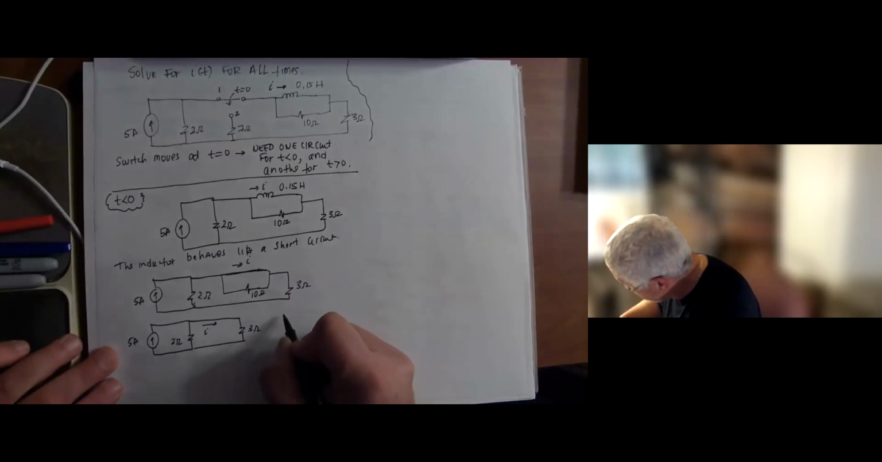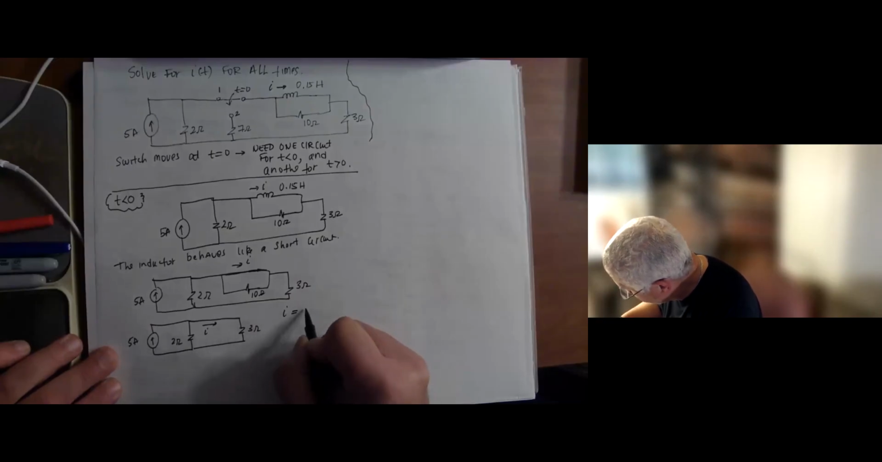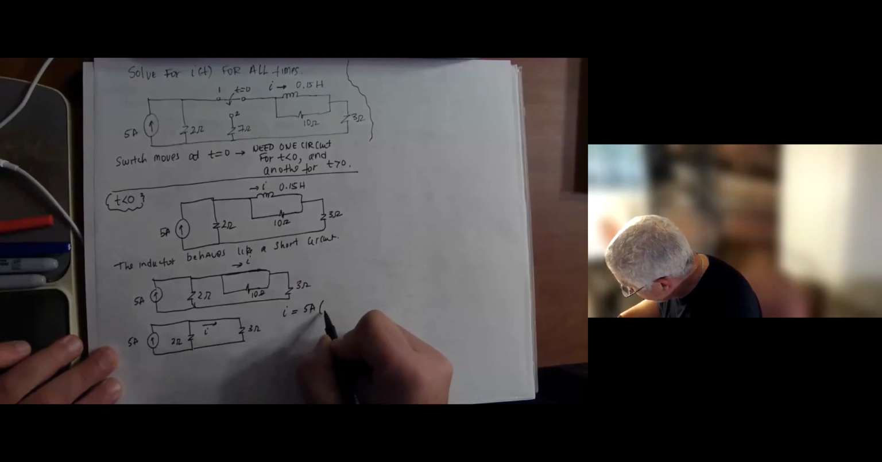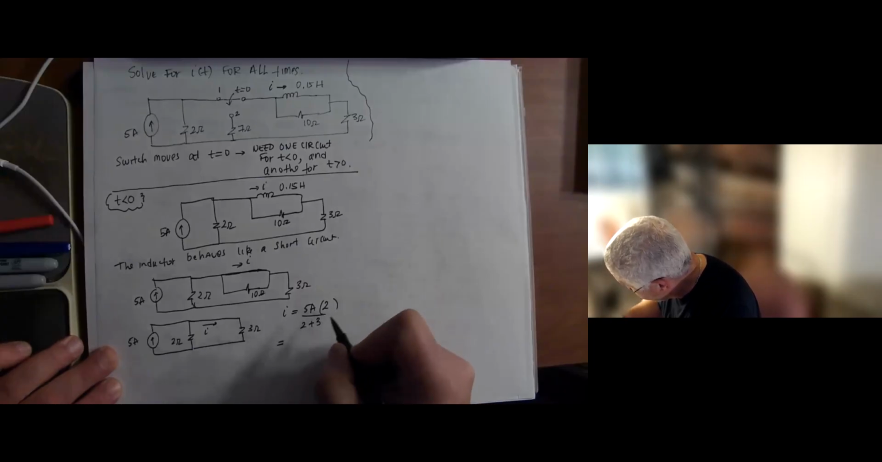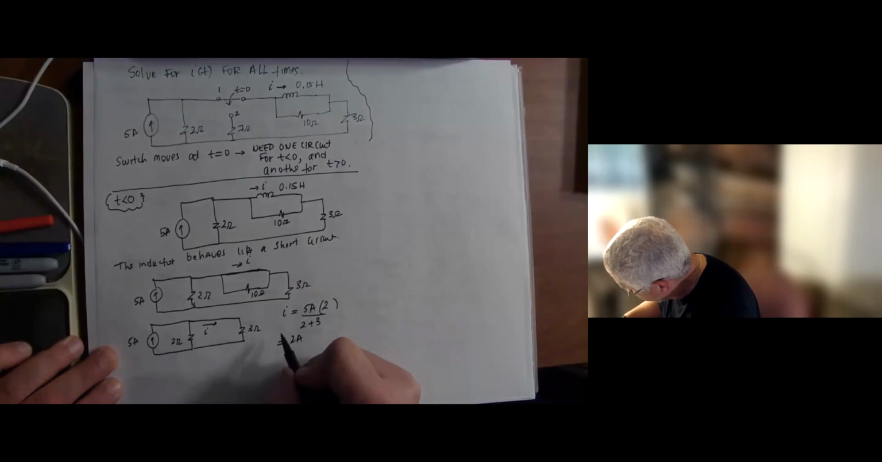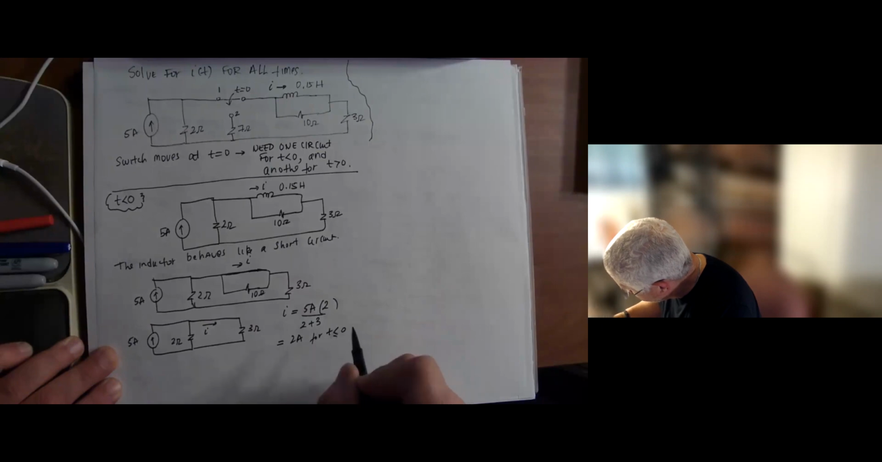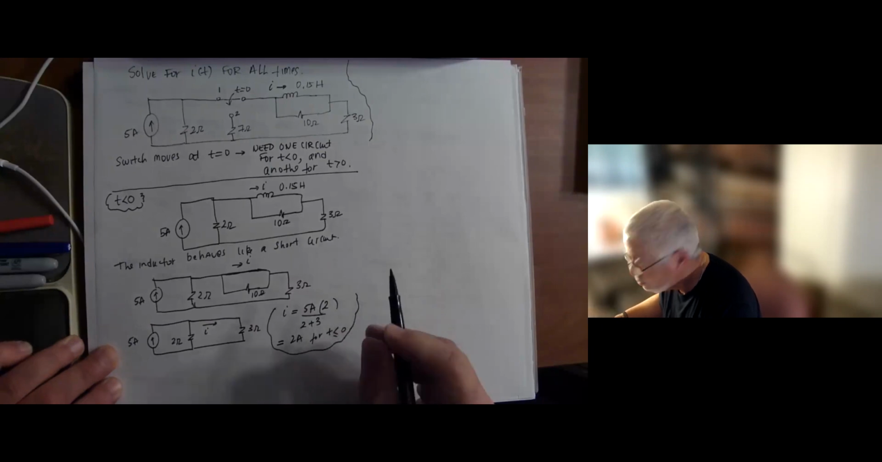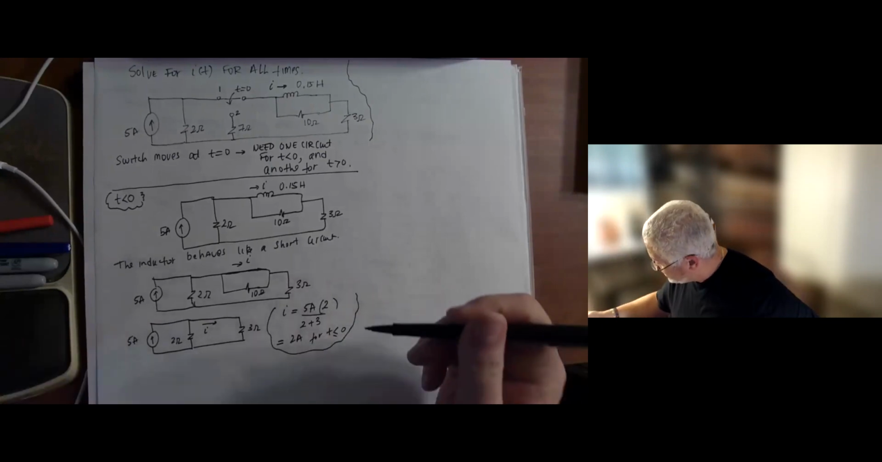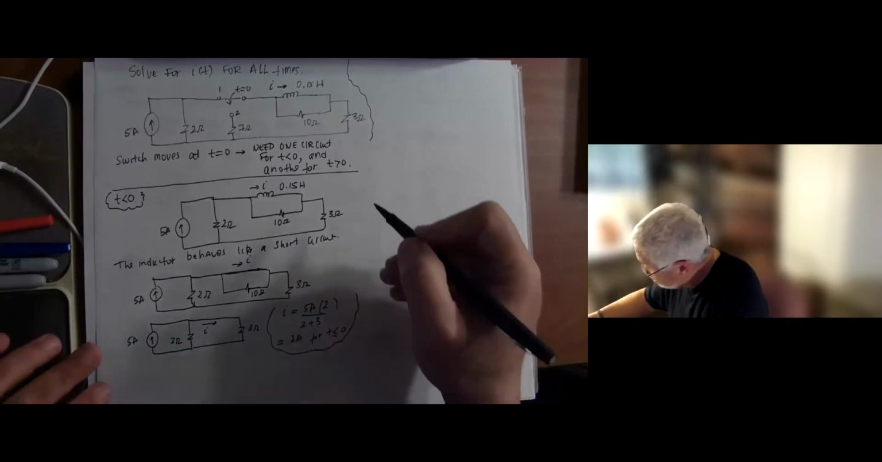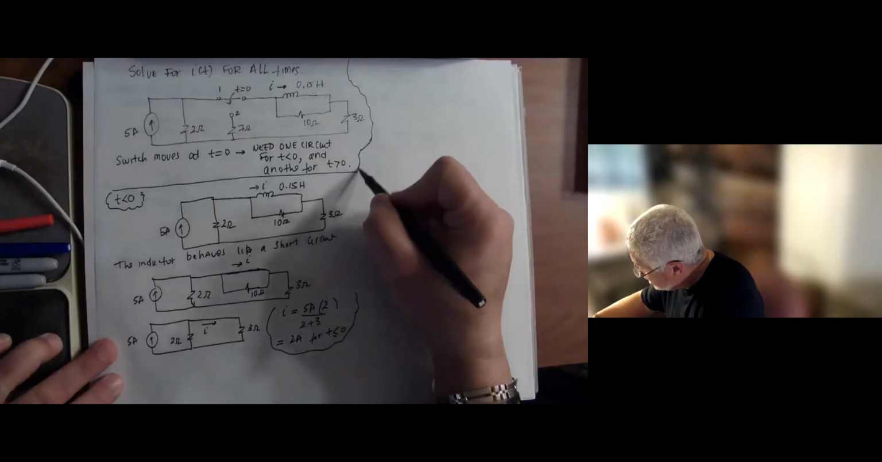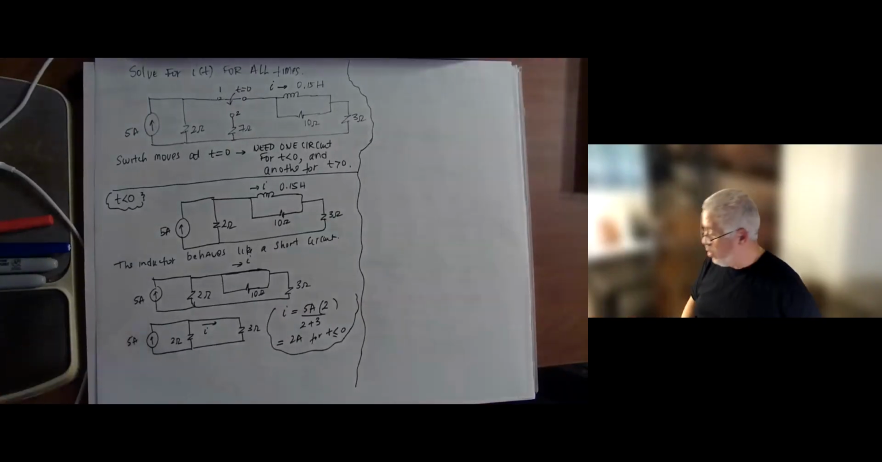So we get to here, and of course we can use current division to say 5 amp times 2 over 2 plus 3. So what do we have here? 10 over 5. So this is 2 amp. So that's the current for t less than or equal to 0. Okay, if I did my math correctly here, that's what we should have. So we solved the circuit for t, again, less than or equal to 0.